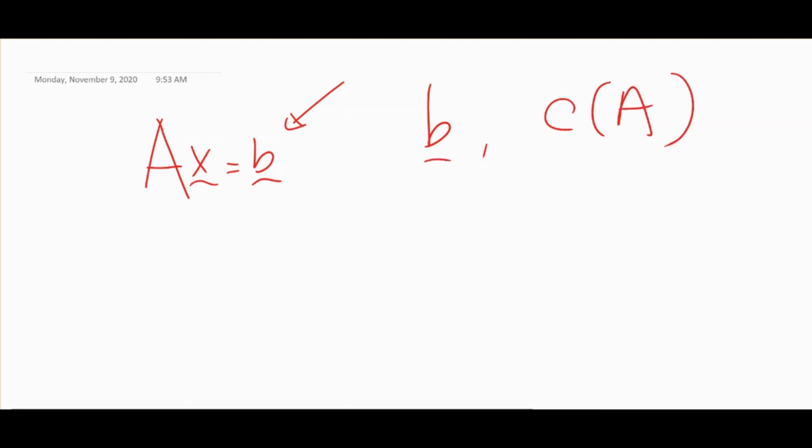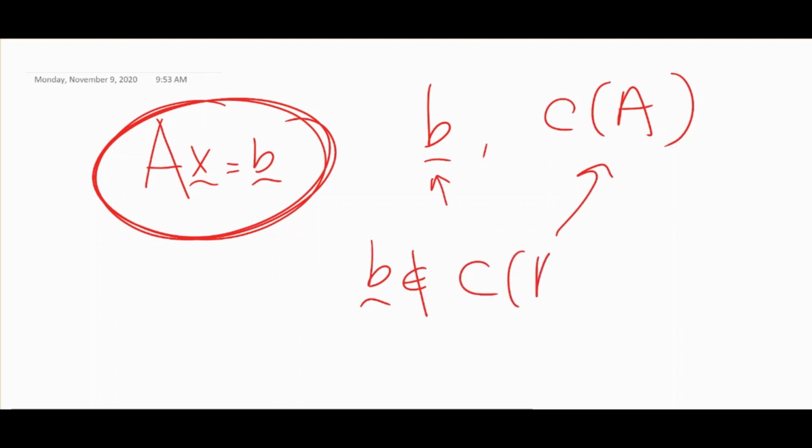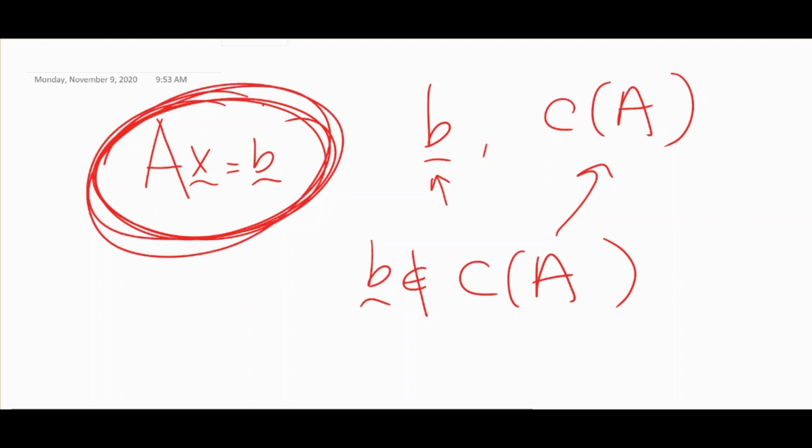By this time you should know already, if this system is inconsistent, what can you say about the vector B and the column space of A? Obviously, B is not a member of the column space of A. We have a criteria, and we know everything about the consistency of the system. The system is consistent if and only if this vector B is in the column space of A.